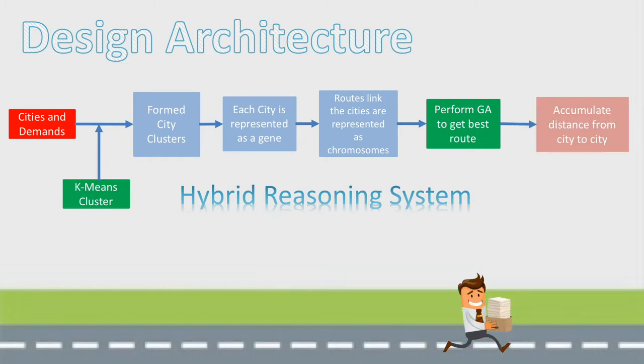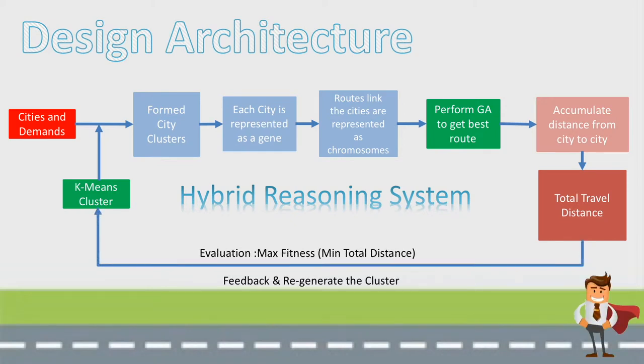Accumulating the distance from city to city will give the total travel distance, and then the system will evaluate the fitness and feed back to regenerate the clusters to get a better result. That is how it works to minimize the total travel distance and optimize the delivery. Next, we will show a real case demo.